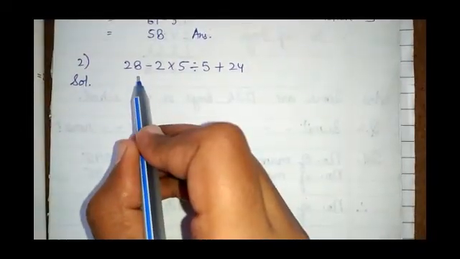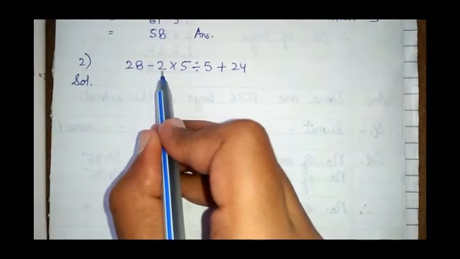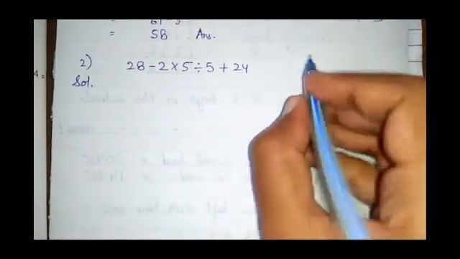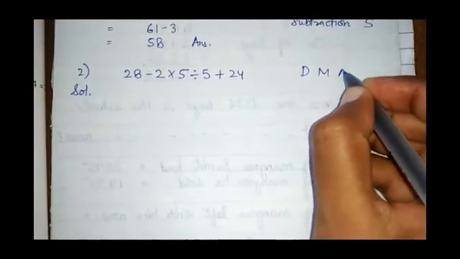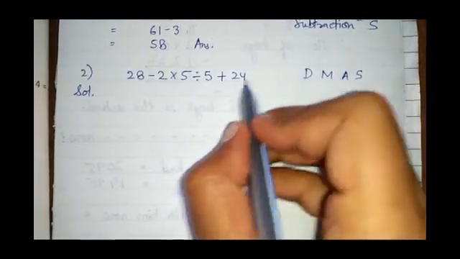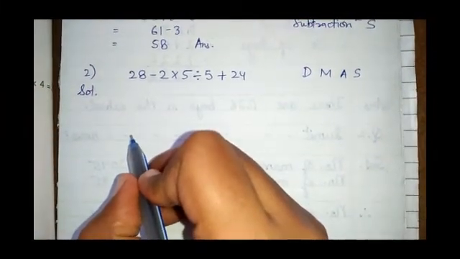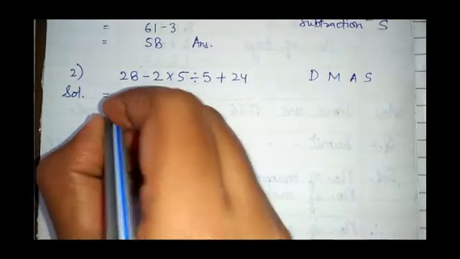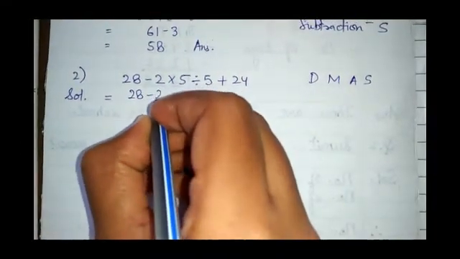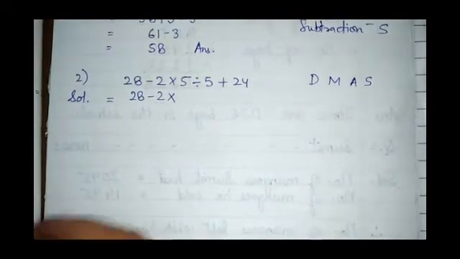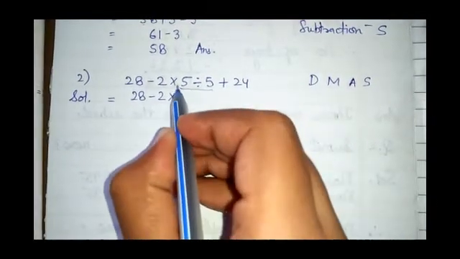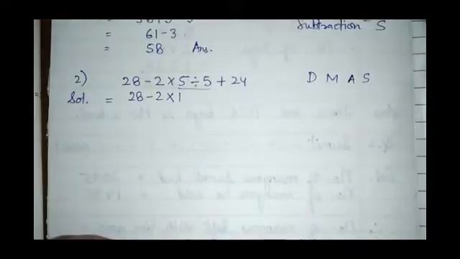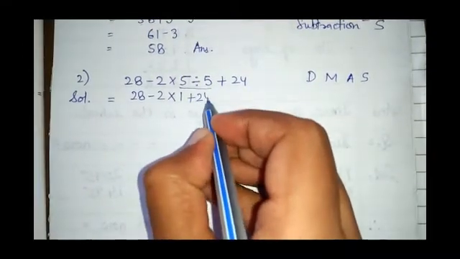Now children, 28 minus 2 into 5 divided by 5 plus 24. Okay, so again the rule to be followed is DMAS. That means we'll start with division. Rest of the things will be copied as it is. In one step we will do only one operation and rest of the things will be copied as it is. So we write 28 minus 2 into... Okay, what we have to do? We have to do division of 5 and 5. So 5 divided by 5 will give you 1. So we write it as 1, plus 24 will be copied as it is.